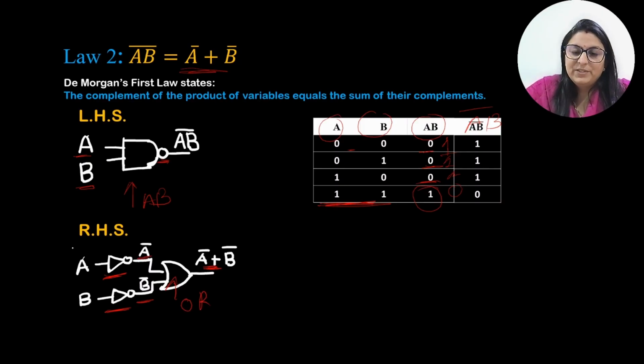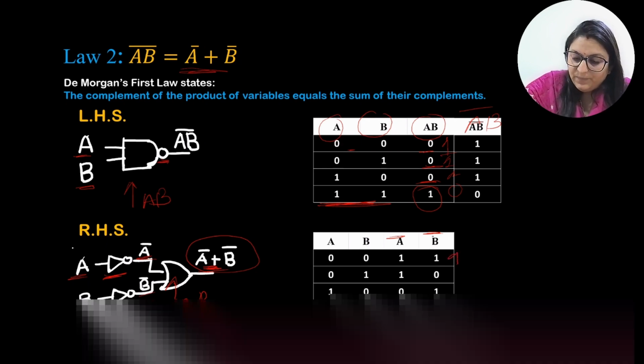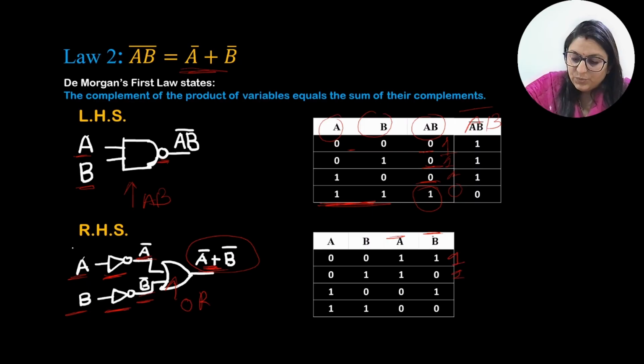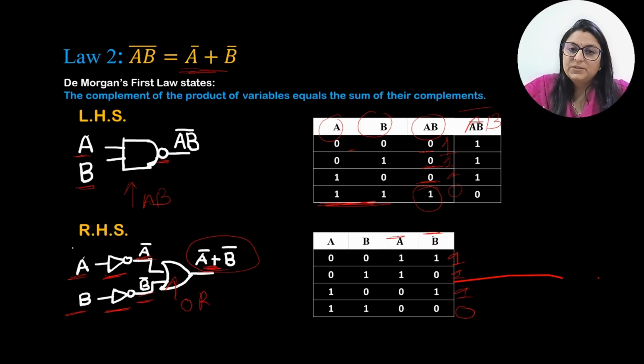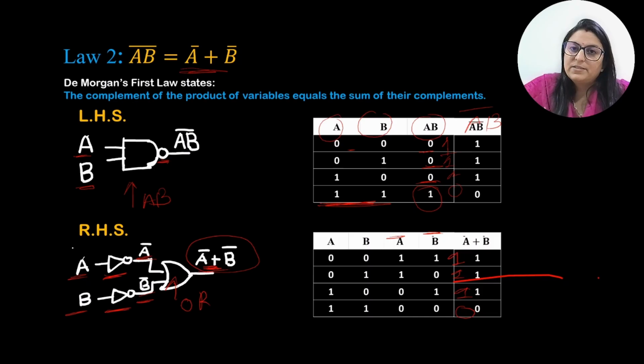Now let us prove it with the truth table. So we have this A variable, B, A bar, B bar, and A bar plus B bar. So here we can see this A bar and B bar. So if we do the addition, what we will get? 1 plus 1, 1, 1 plus 0, 1, 0 plus 1, 1, and 0 plus 0, 0. So this way you can prove that LHS is equals to RHS.